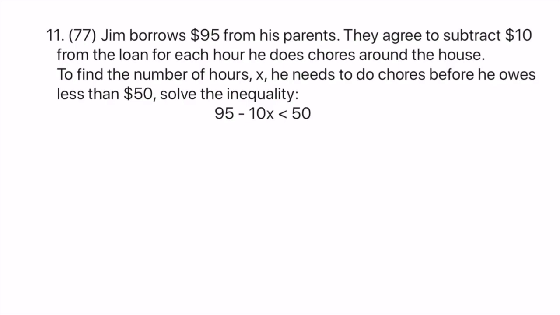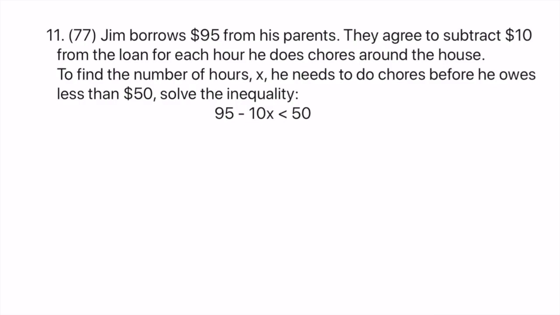Number 11 is from lesson 77. Jim borrows $95 from his parents. They agree to subtract $10 from the loan for each hour he does chores around the house. To find the number of hours X he needs to do chores before he owes less than $50, solve the inequality. So they've already set up the inequality for us, so all we need to do is just solve it now.